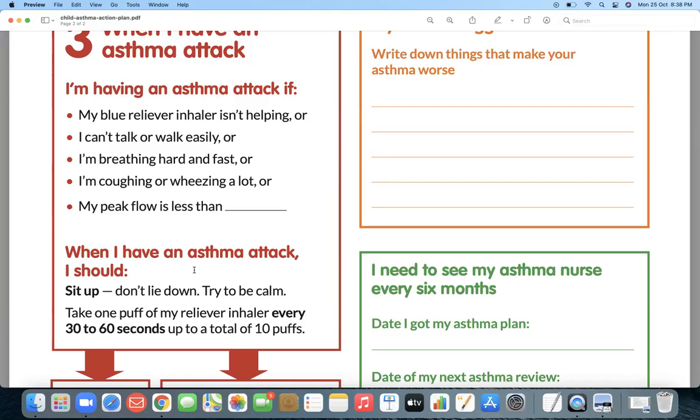When I have an asthma attack, this is the advice: I should sit up, not lie down, and try to stay calm. So during an acute attack, they should sit up. Take one puff of my reliever inhaler every 30 to 60 seconds, up to a total of 10 puffs. This is life-threatening, you have to take more puffs, up to 10 puffs, until they come to the hospital.